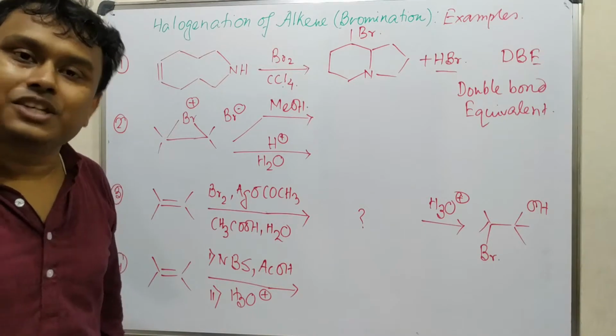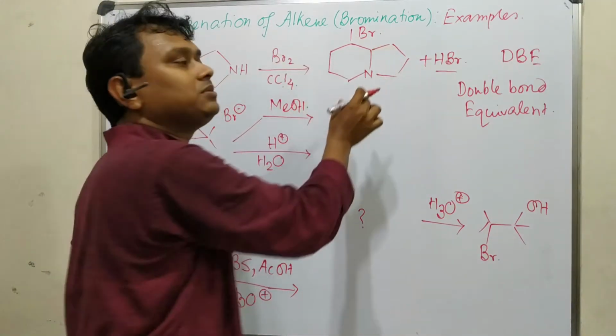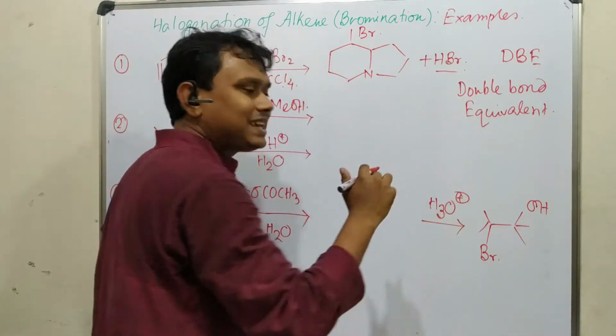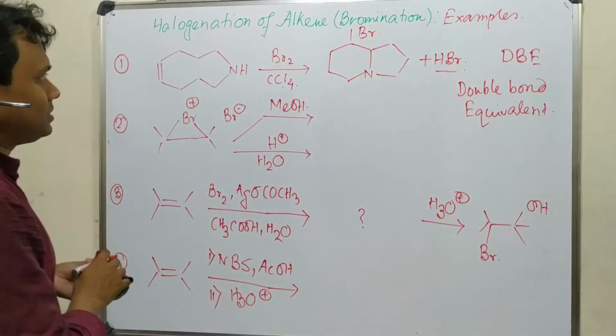This is not a simple addition reaction, because one double bond is consumed from here, but one ring bond is formed. So that's why this is produced. It is like an addition, or you can say elimination. Both are happening. So the question is, how is this happening?